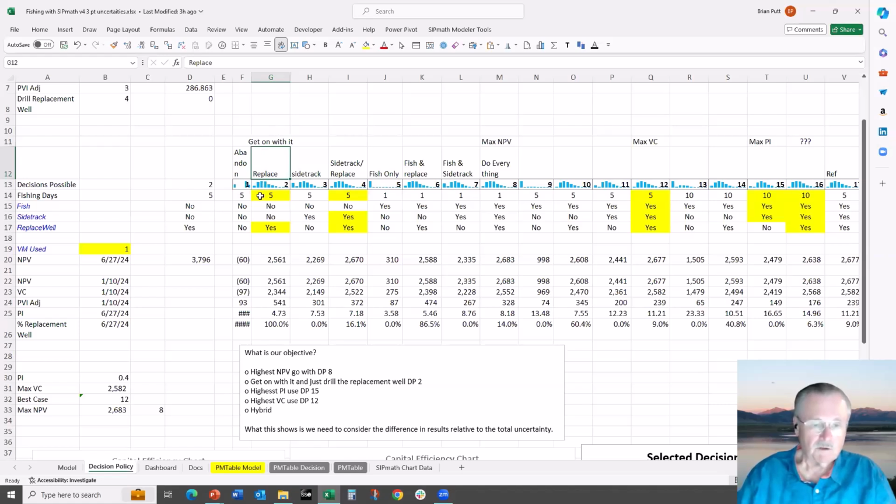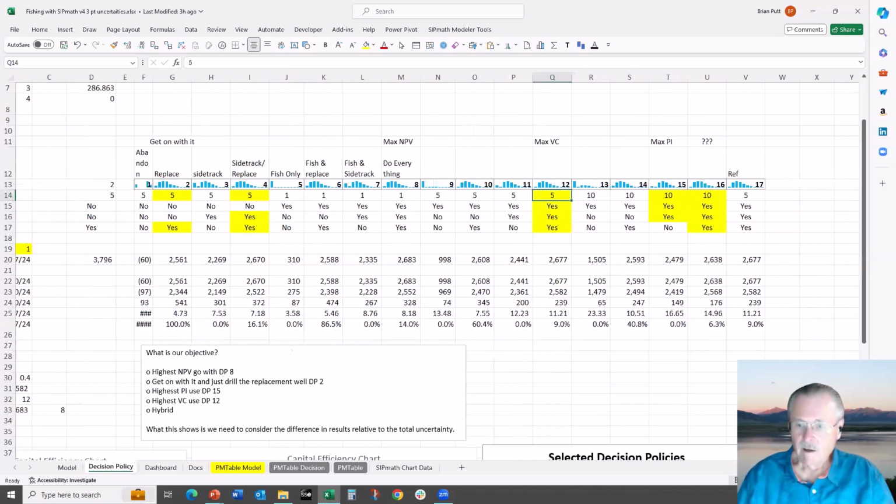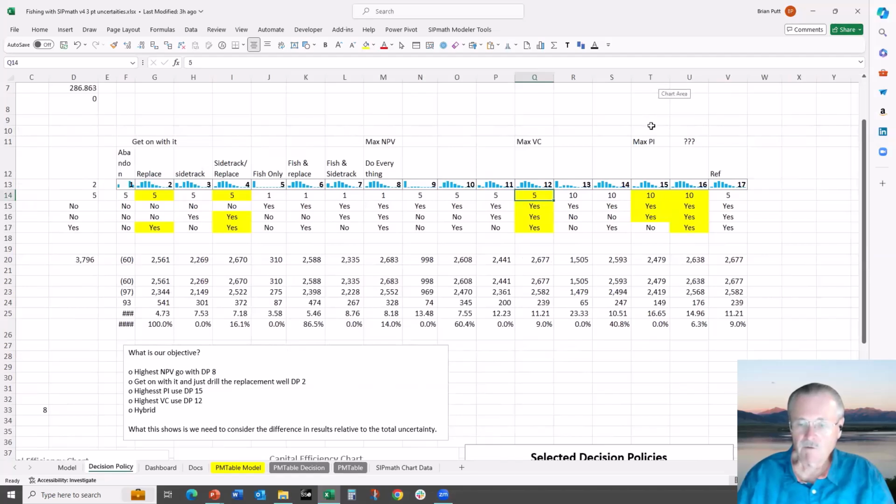So that's one alternative that looked pretty good. And here's the NPV. We could sidetrack and replace, but not fish. That was another one that was there. The maximum NPV is we do everything for 1 day. We can maximize value creation. So we do everything, but we do it for 5 days. Interesting. All right. Then there's the maximum PI, profitability index, which is we do everything but replace the well.